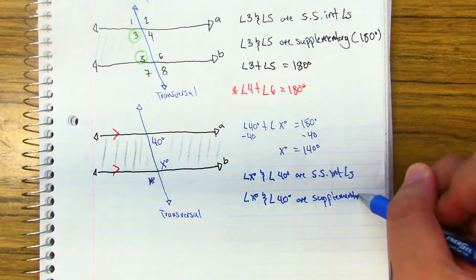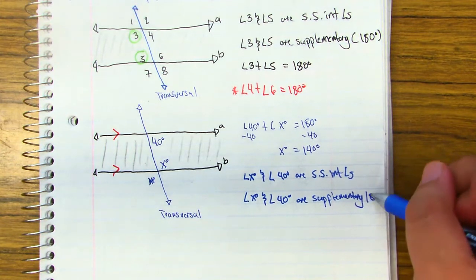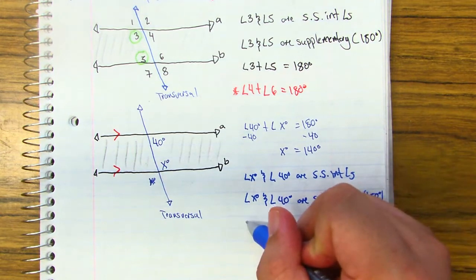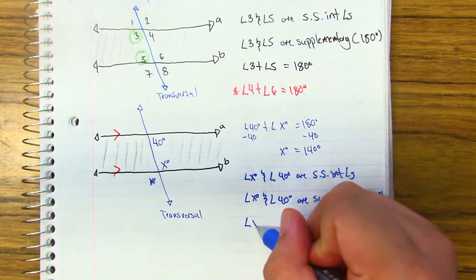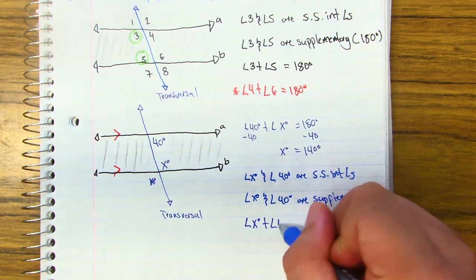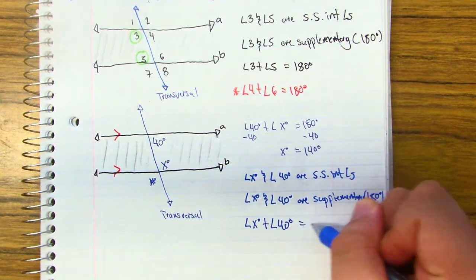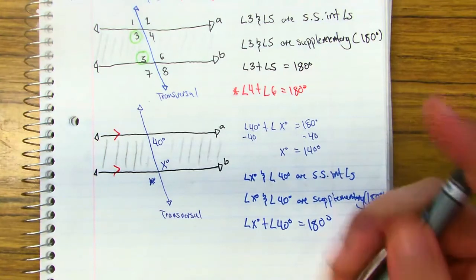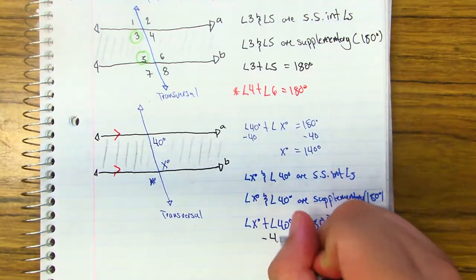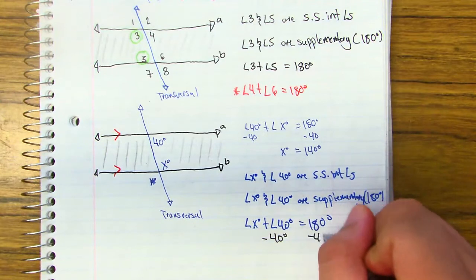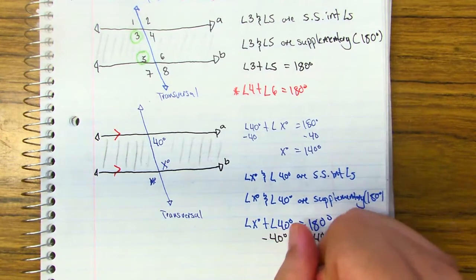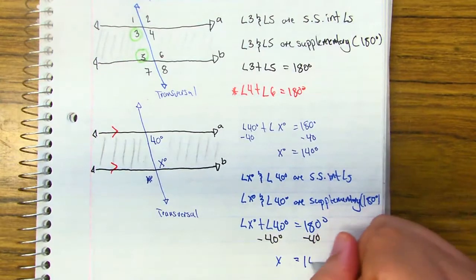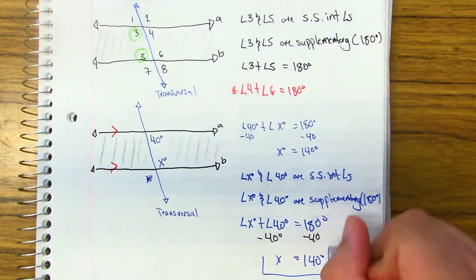Again, if you don't know what supplementary means, they equal 180 degrees. Then you can write the equation down: the degree of x plus 40 degrees will equal 180 degrees. And you can just start solving this equation, right? Minus 40 degrees on both sides of the equation, and x will equal 140 degrees.